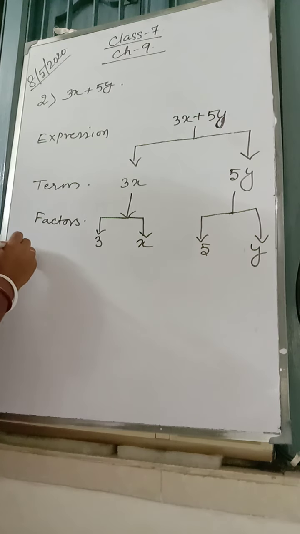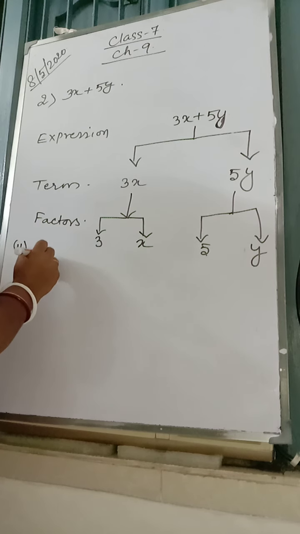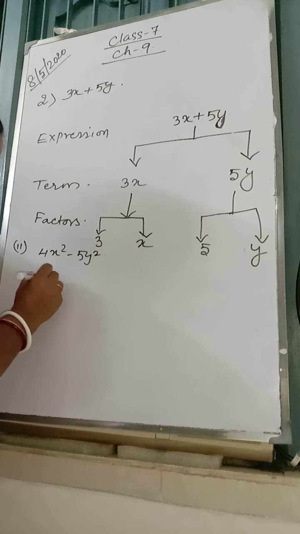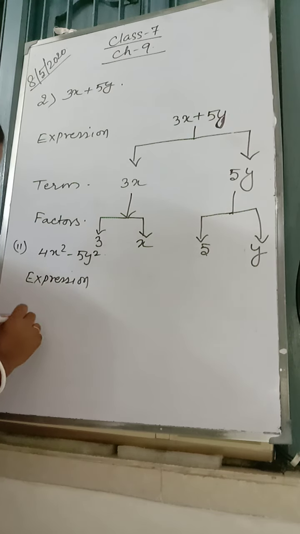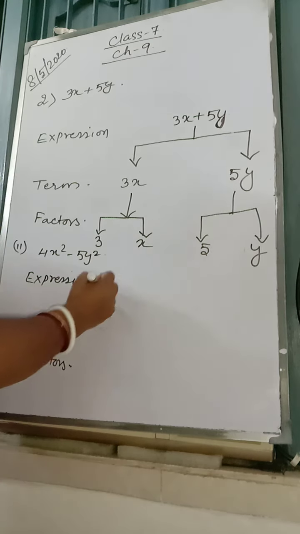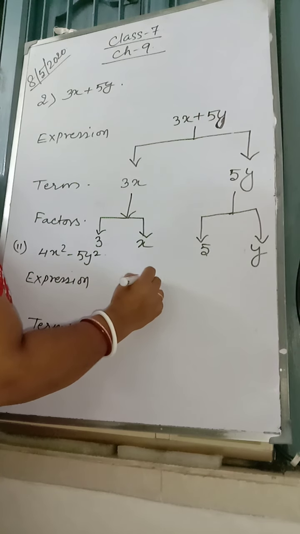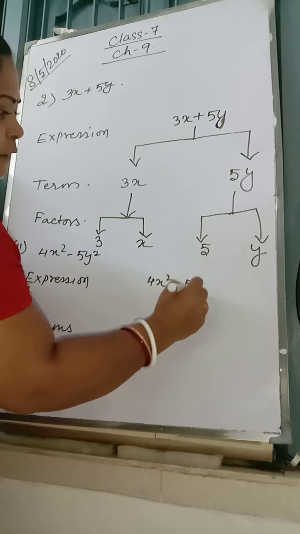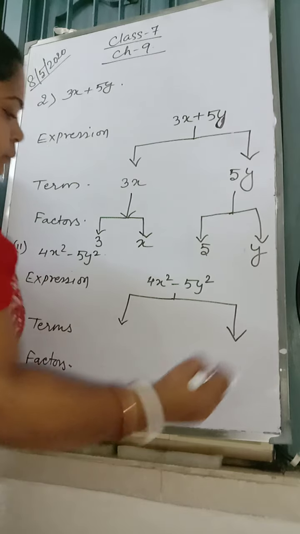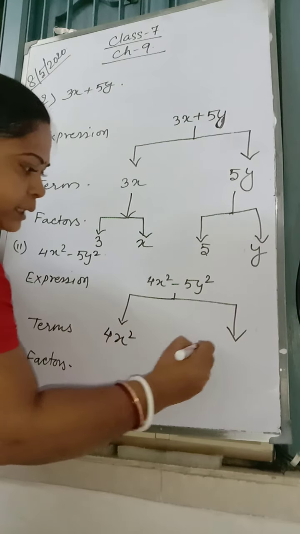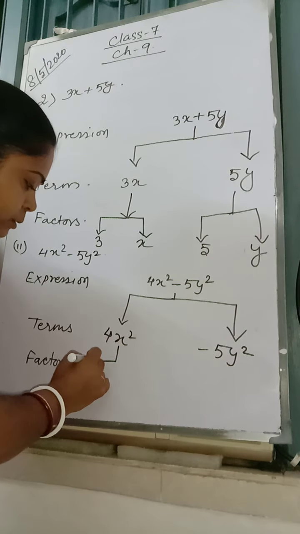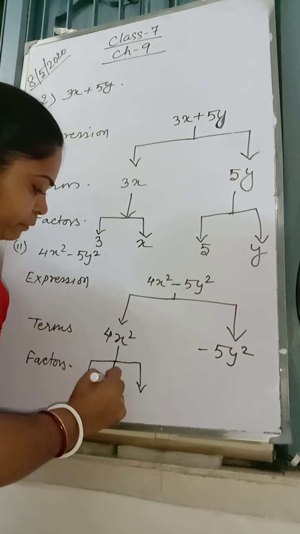Now look at number b. This is 4x square minus 5y square. Okay. So first column we have expression, second we have terms, and third we have factors. Clear? So in the expression column we will write 4x square minus 5y square. Now come to the column of terms. That gives you 4x square and this gives you minus 5y square. This minus sign is for 5y square. Now we have the factors here.